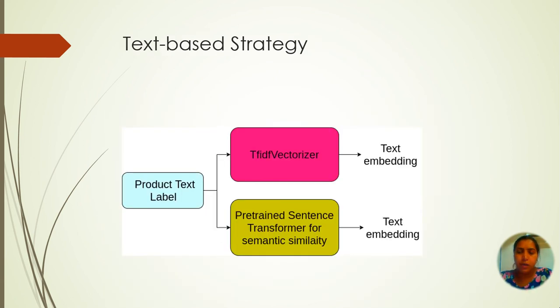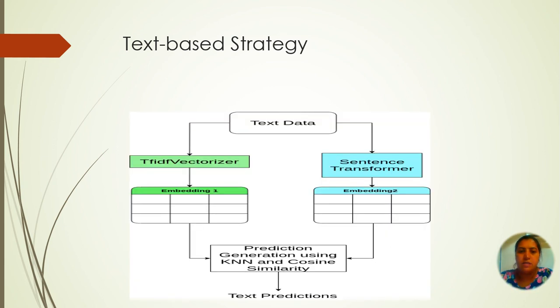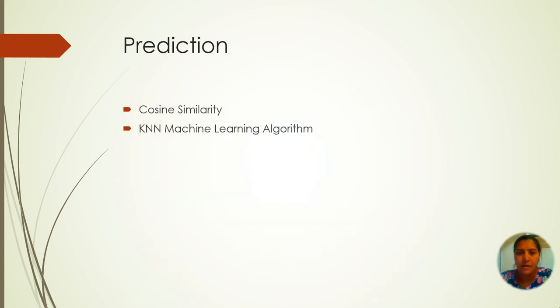The same approach applies to the text based strategy. Suppose we have a product title. A machine cannot understand a product title, so we will use a TF-IDF vector, and the transformer is a very famous embedding approach that converts the text into embeddings. We will discuss this, and this is the workflow for text prediction. I will cover it in the later part.